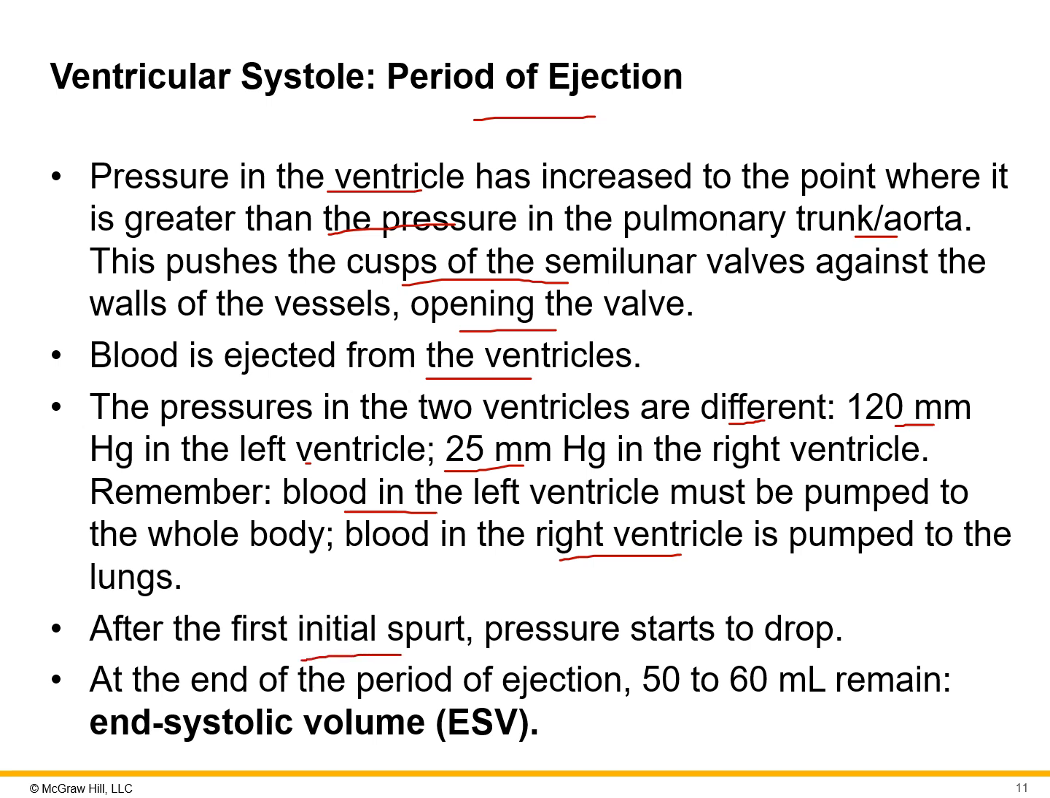So then after that initial spurt, the pressure starts to drop. And then we have this end of the period of ejection, and that's called the end systolic volume. So still a little bit of blood remaining in the heart.